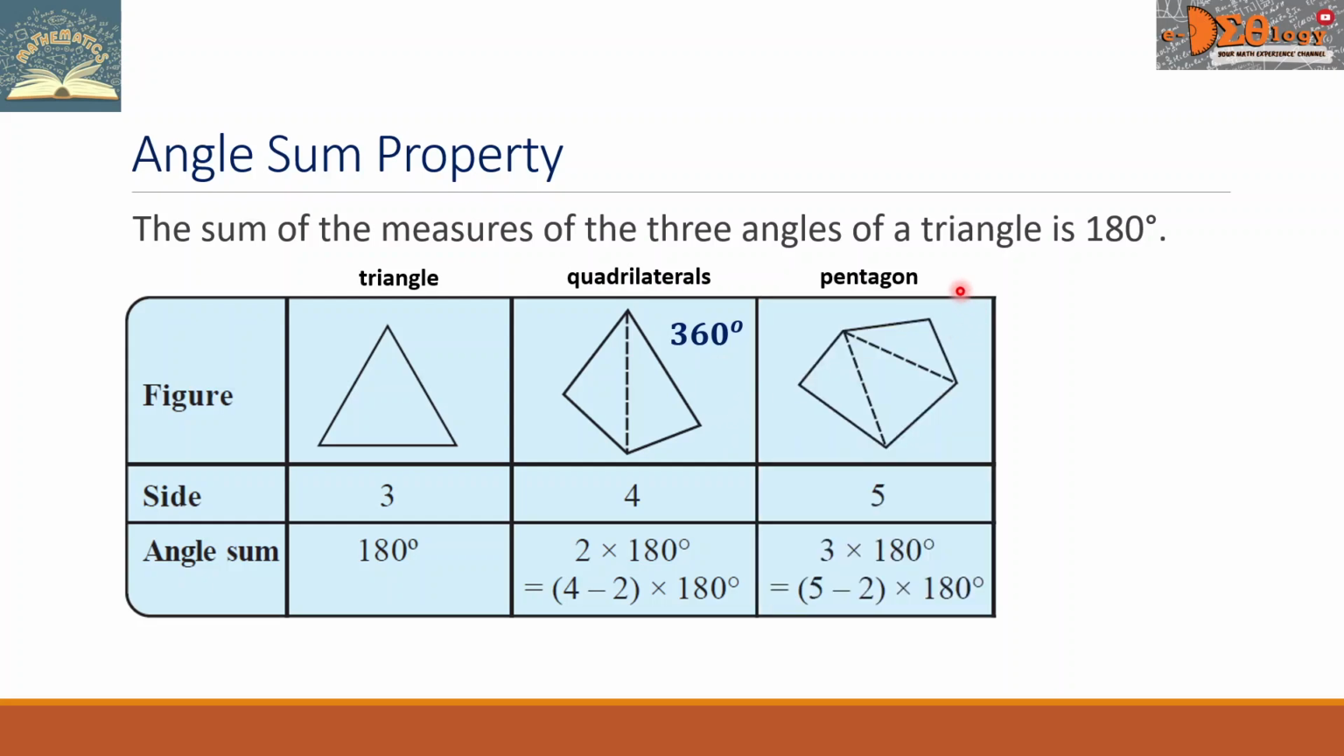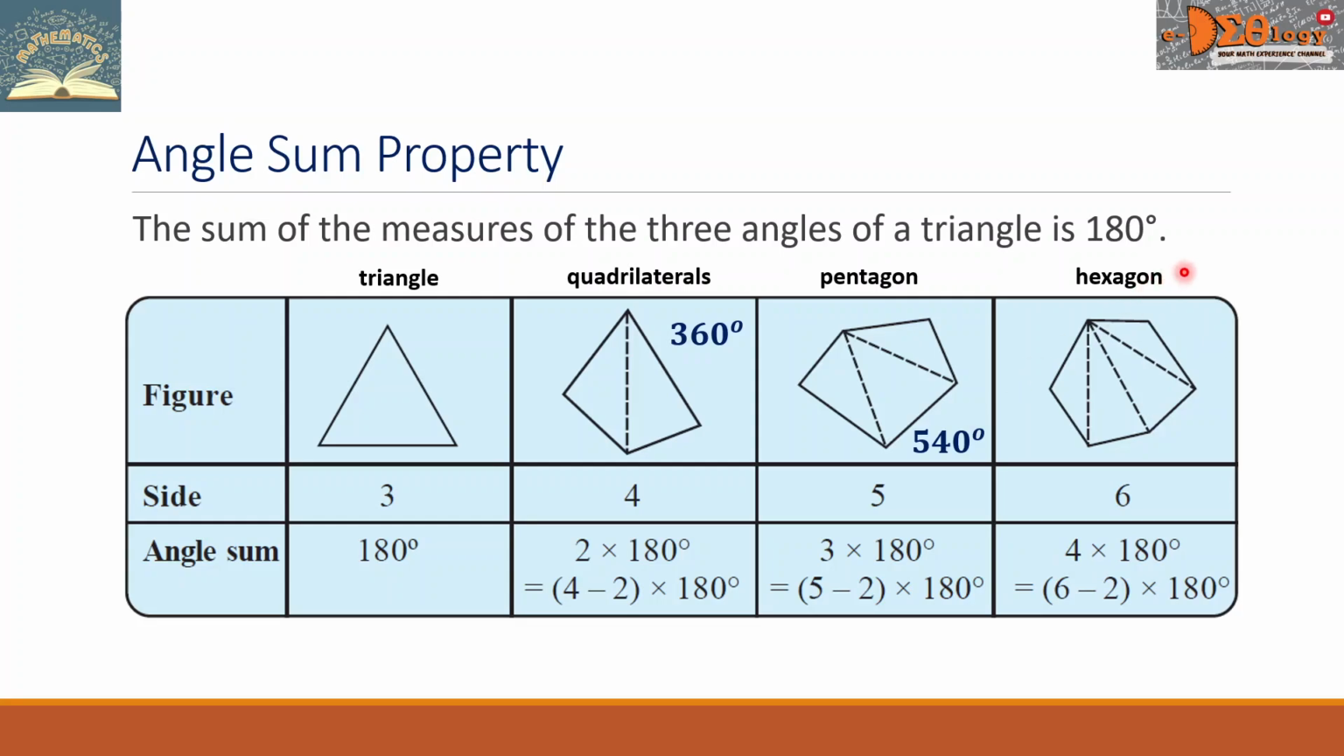What about pentagon? There are 5 sides. The formula is 3 times 180 degrees. That is the number of sides minus 2 times 180 degrees. And this product gives us 540 degrees. Therefore, the sum of angles of pentagon is 540 degrees.